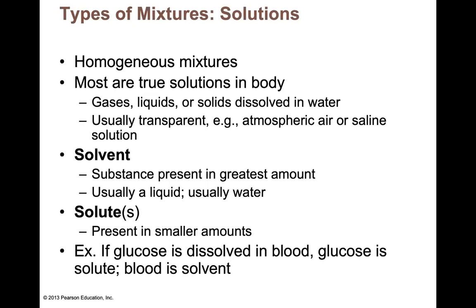We have what are homogeneous mixtures. Homogeneous means that they are made up of the same substance. Most are true solutions in the body: gases, liquids, solids dissolved in water. The solvent is the substance that's present in the greatest amount. It's usually a liquid, which is usually water in the human body. The solute is present in smaller amounts. So if glucose is dissolved in blood, glucose is the solute, blood is the solvent.